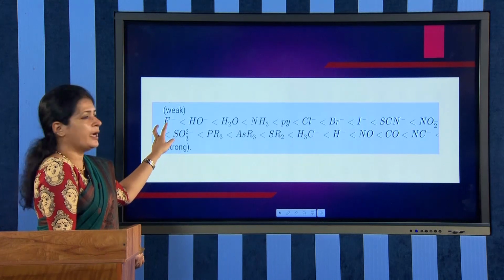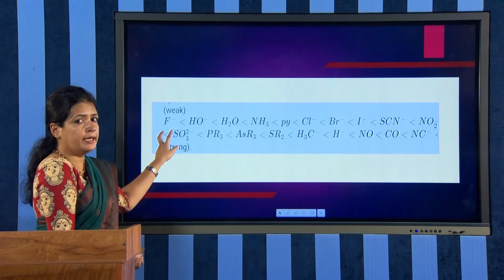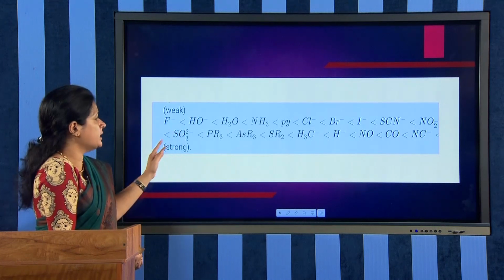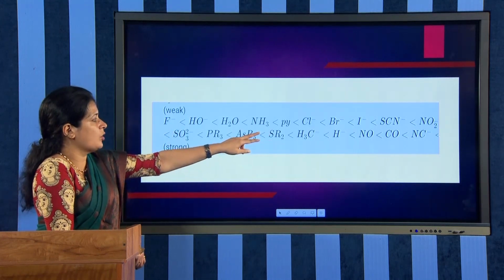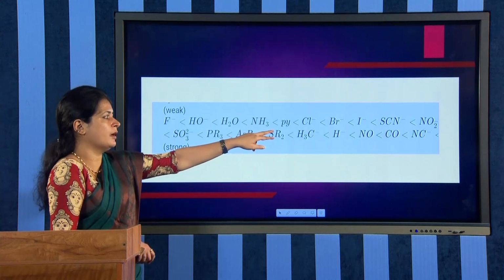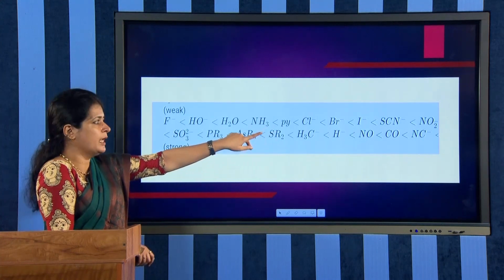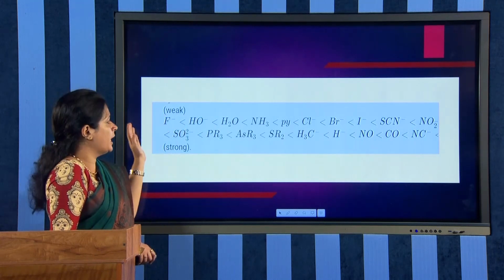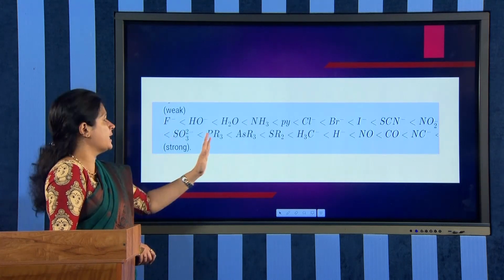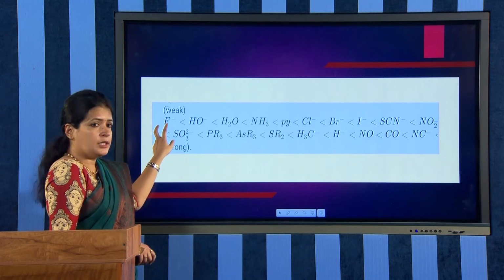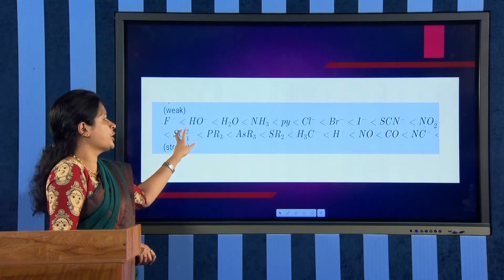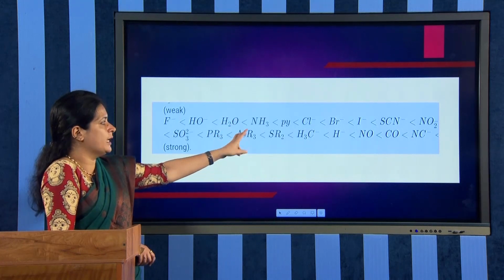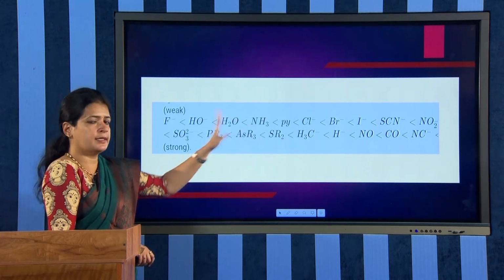You can see that F minus, the fluoride ligand, has the least trans-directing ability, and CN minus or NC minus has the greater trans-directing ability. In between you can see several ligands arranged, that is the least for F minus followed by OH minus, H2O, NH3, Py meaning pyridine, Cl minus, Br minus, I minus, etc.